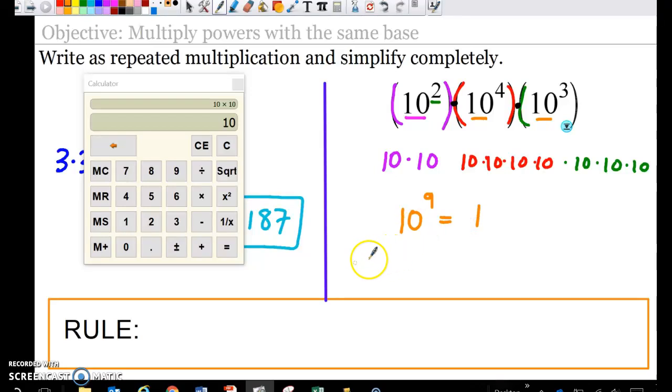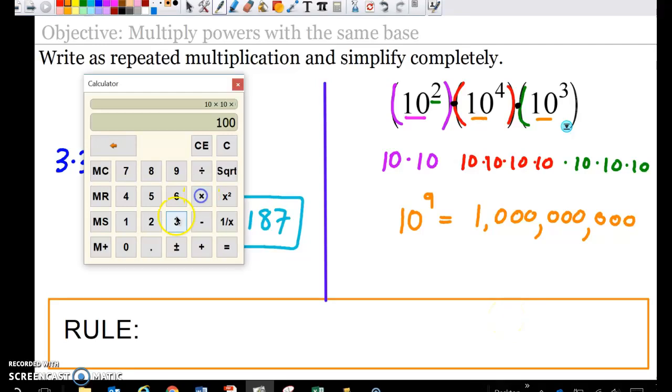Think of it. Remember, 10 to the 1st power just has 1 zero. So 10 to the 9th power has to be 10 times 10, 9 times. So it'd be 10, 9 zeros. You should know that that is a billion.